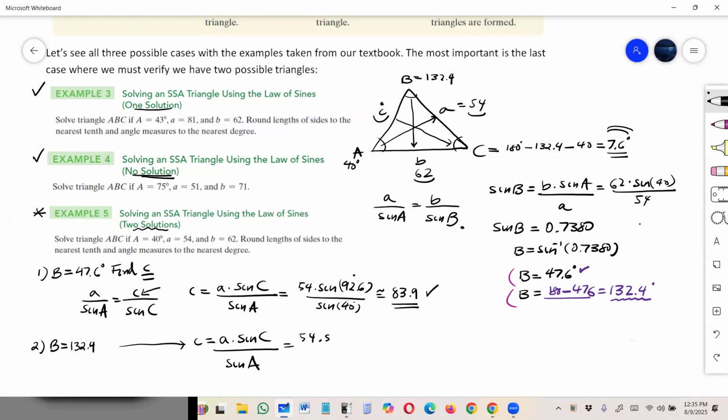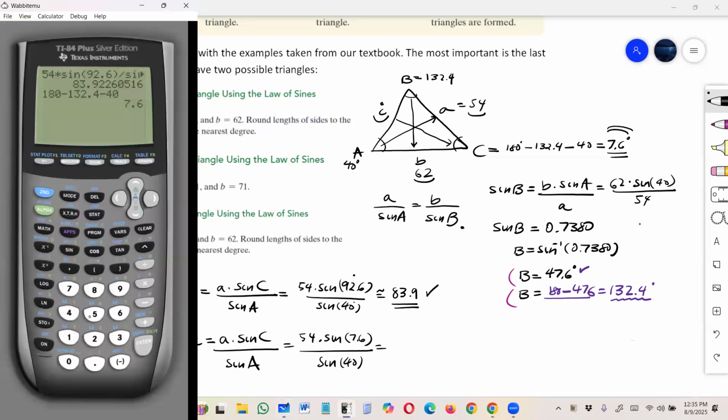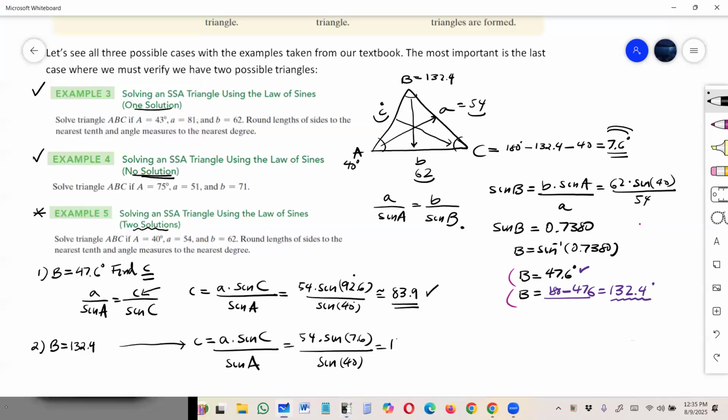So sine of 7.6 over sine of 40. And we can go to the calculator for that. So 54 times sine 7.6 divided by sine 40. And we're going to get 11.11, or 11.1 if we're just doing one decimal.